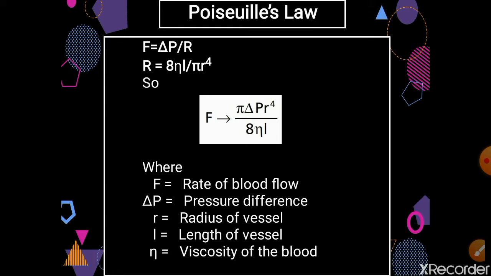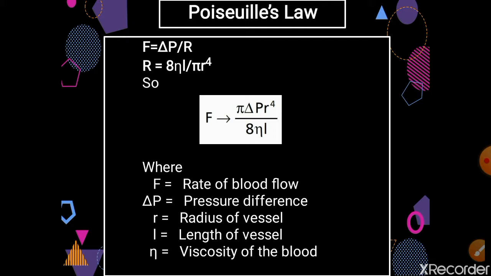Previously, we used Ohm's law to calculate the flow of blood. Since Ohm's law is simple, it states that flow of the blood is directly proportional to pressure difference divided by resistance. In the previous section, we calculated the resistance of blood flow within a blood vessel. The formula showed that resistance is equal to 8 eta L divided by pi r raised to the power 4. Now let's substitute this value of R within Ohm's law.